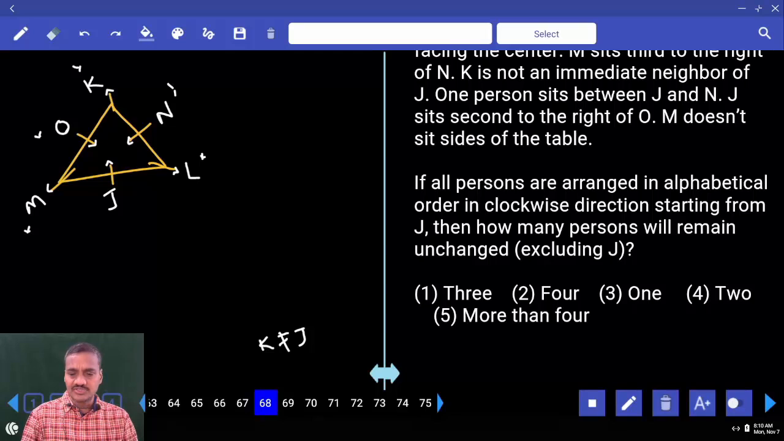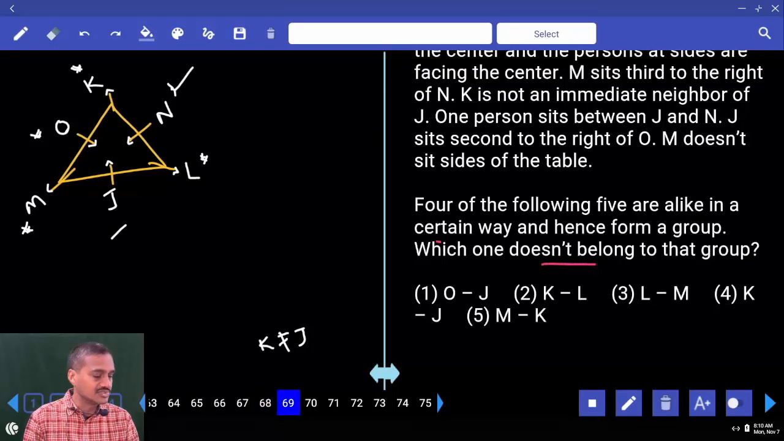Now, if all the persons are arranged in alphabetical order clockwise starting from J, then K, L, M, N, O. Hence, how many persons remain, excluding J? There is only one person, that is choice 3, question number 68.